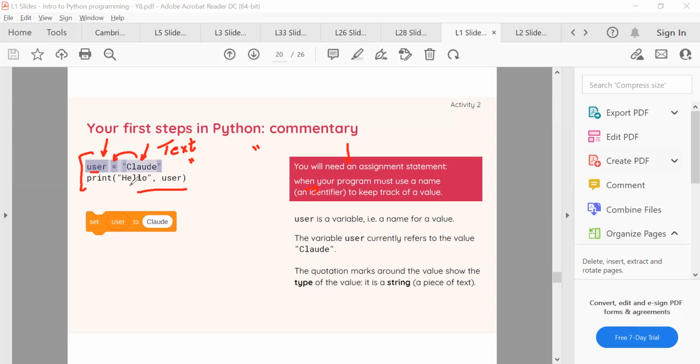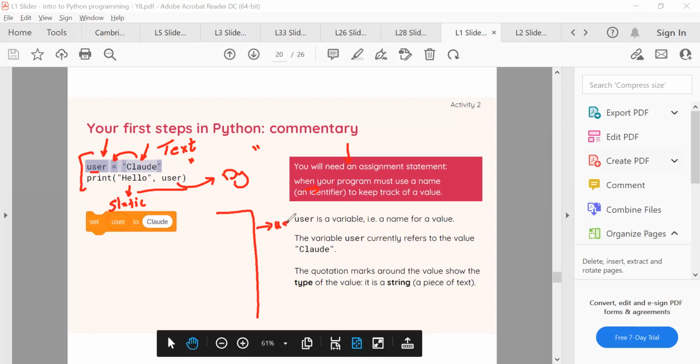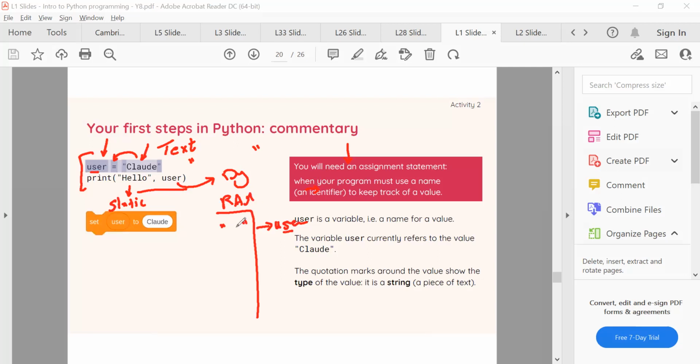This something has 2 parts, a static part and a dynamic part. Why do I say dynamic? Because user is actually a stored place in memory, and it is a variable. It means that one time you can put Claude, another time you can put Ahmed, or a third time you can put Muzaffar. Whatever is inside it, the computer will just go to the memory, find whatever is inside the place called user, get it out, and display it on the screen.